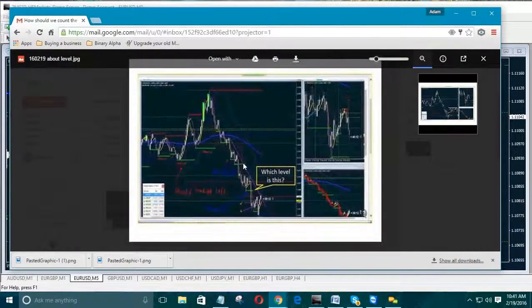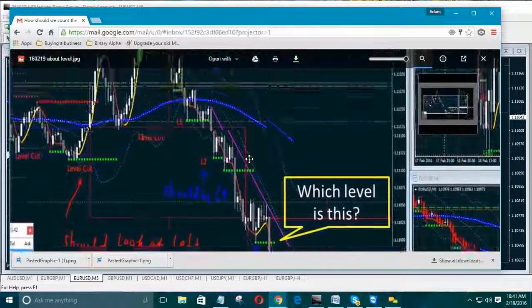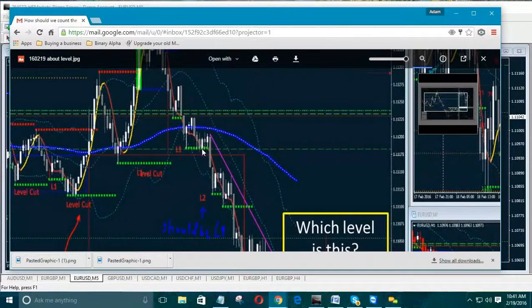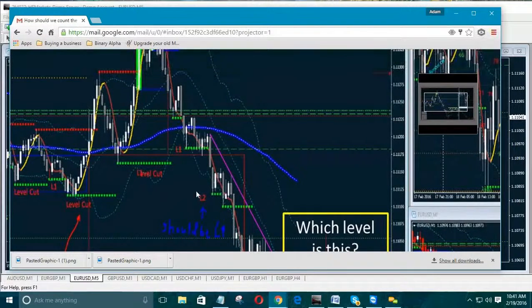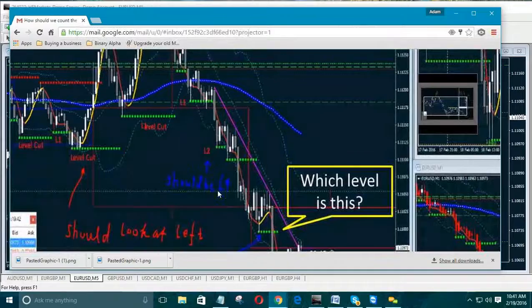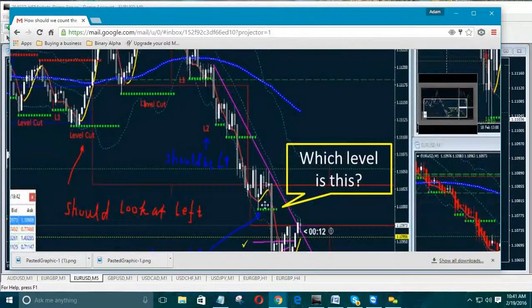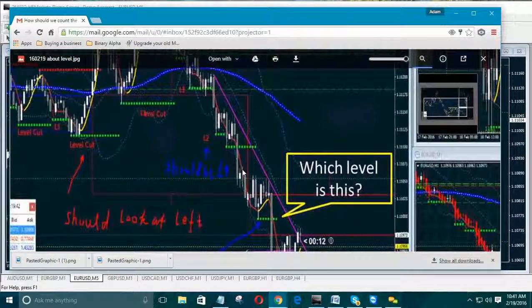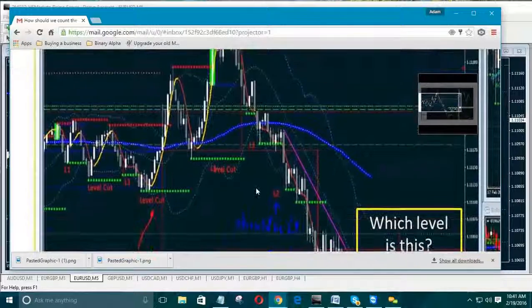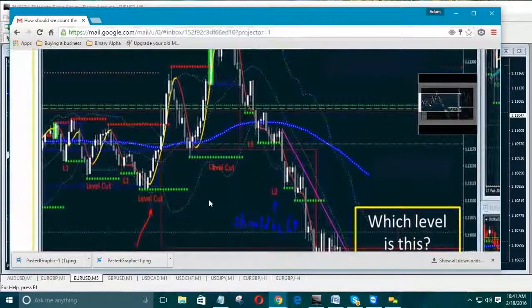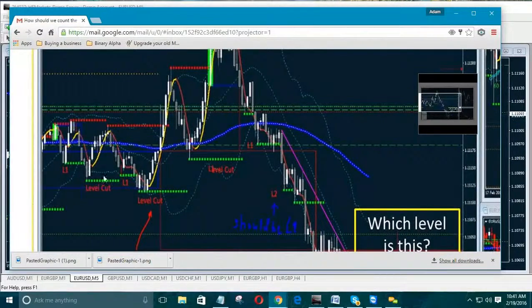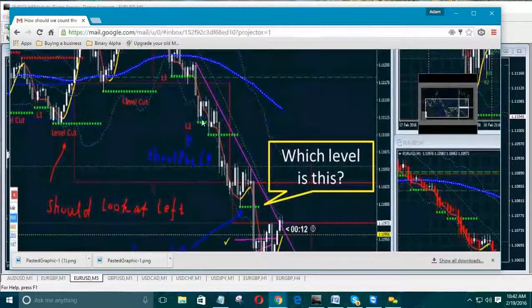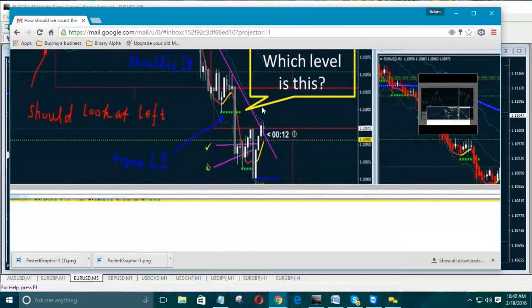Okay, which level is this one? We have our first level here. Really, this is our second level. This should be our third level. Looks like we have an invalid seventh type setup. I think we looked at this chart earlier. Yeah, this is all choppy. I would never trade this stuff. Yes, you have level 1, level 2, and then this is your level 3.